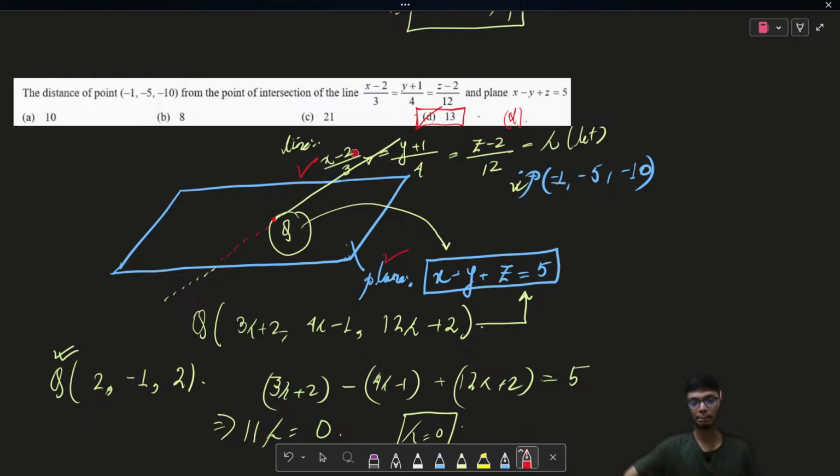In order to find any parametric point or any general point on the line, that can be obtained in terms of this parameter, lambda. So whatever equation of line I have, I assume that equation of line to be equal to lambda. And by assuming this, I can find the values of x, y, z in terms of lambda. For example, x over here is 3 lambda plus 2. Similarly, I will obtain y, and similarly I obtain z.